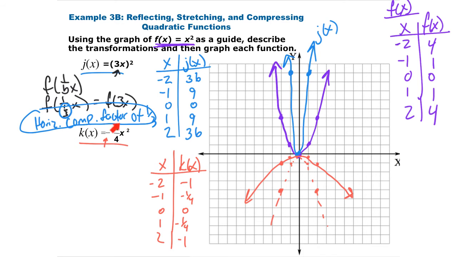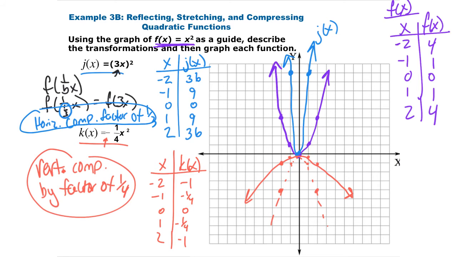And because this was affecting my outputs, not just my x values, but my y values, I know that this was a vertical compression by a factor of 1/4. And you can see with your points too that they are now 1/4 the distance from the x-axis. So for example, here my y value is -4. Now my y value is -1. It's 1/4 the distance away.